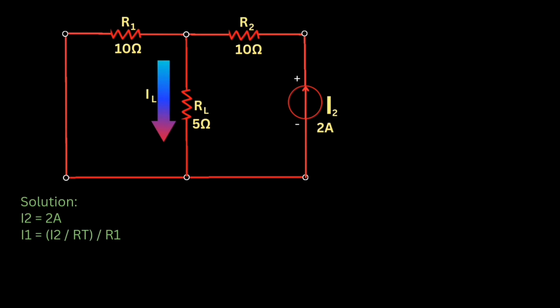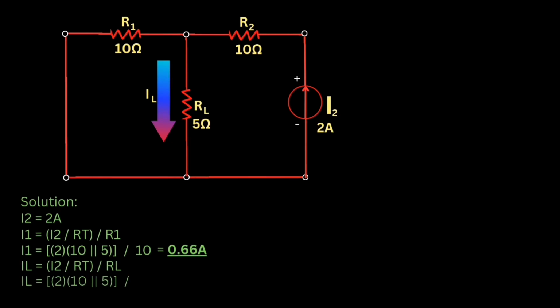Substituting the values, I1 is equal to 2 times the equivalent resistance of 10 ohms and 5 ohms over 10. That will result in 0.66 amperes. IL is equal to I2 times R total over RL. Using the values, IL is equal to 2 times the equivalent resistance of 10 and 5 ohms over 5, which is equal to 1.33 amperes.